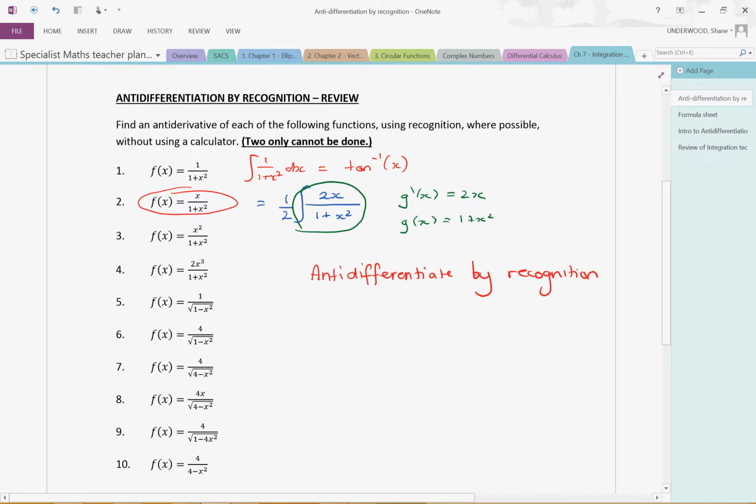That all checks out, which means that once you have recognised this is the thing that's missing from the formula sheet, then by recognition we can say that the antiderivative of that is equal to a half log to the base e, don't forget your absolute value, of 1 plus x squared.